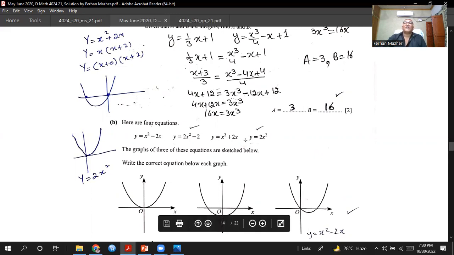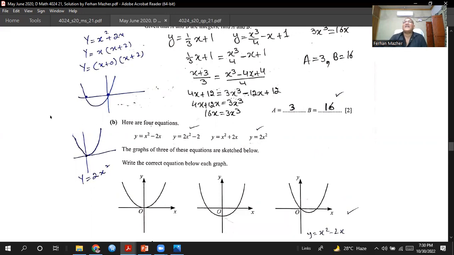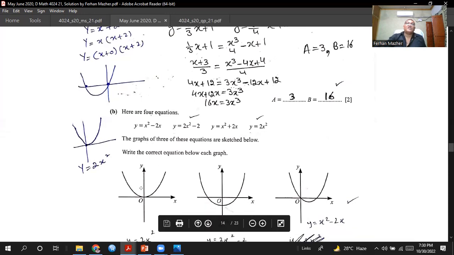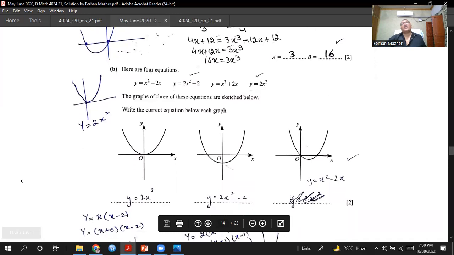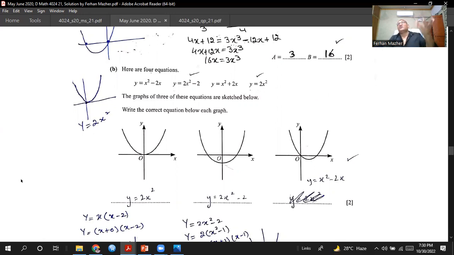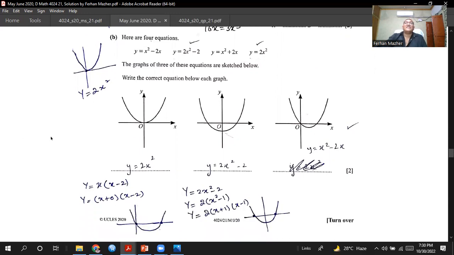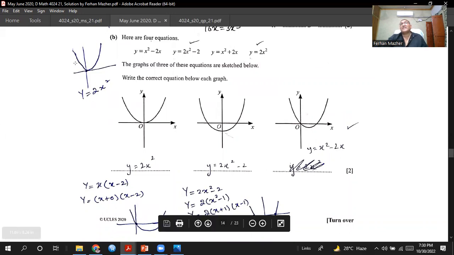No. Okay, so this last graph, y equals 2x square, is a happy face, and its x-intercept will be 0. When you put 0 in place of x, the y will also be 0. So its graph will be something like this, and its graph is right now in front of you. So this will be y equals 2x square. This is how we have decided which shape belongs to which equation. Hopefully you understand what I have done here. So this is y equals 2x square, this is y equals 2x square minus 2, and this is y equals x square minus 2x.